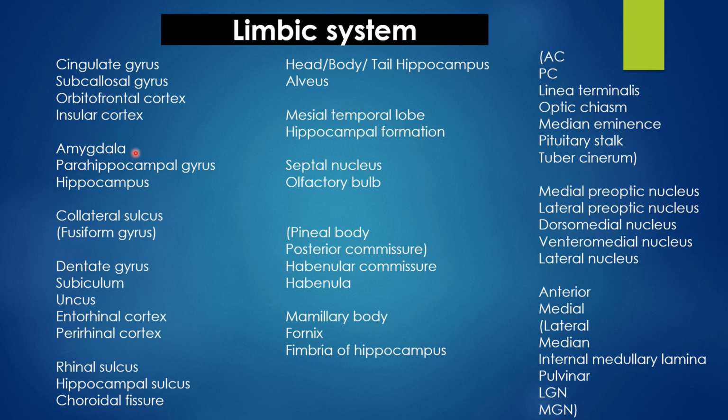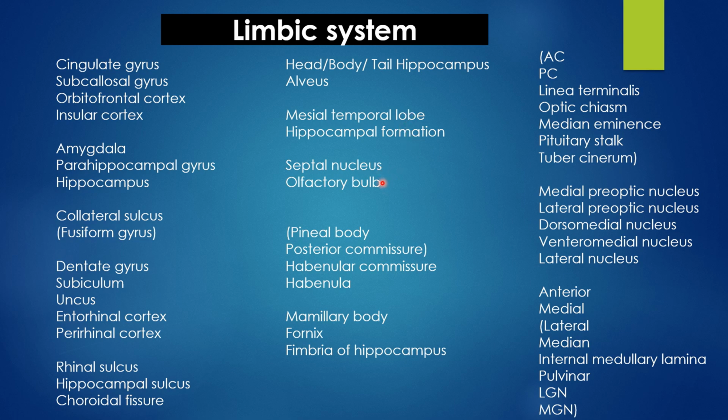So with the parahippocampal gyrus, we started identifying the amygdala and the hippocampus, which was basically a hamburger. Then we saw the S shape, which was the dentate gyrus, subiculum, uncus, entorhinal cortex, and perirhinal cortex, and the rhinal sulcus, hippocampal sulcus, and choroidal fissure. I told you I'll show you the rhinal sulcus. I'll go back to my earlier slides to see where it is. Then we saw the head, body, and tail of the hippocampus, which was seen in the axial anatomy. Alveus, the scarlet pimpernel of the hippocampal formation, mesial temporal lobe and hippocampal formation. What are the 5 and 4 structures which are part of it? The septal nucleus and the olfactory bulb.